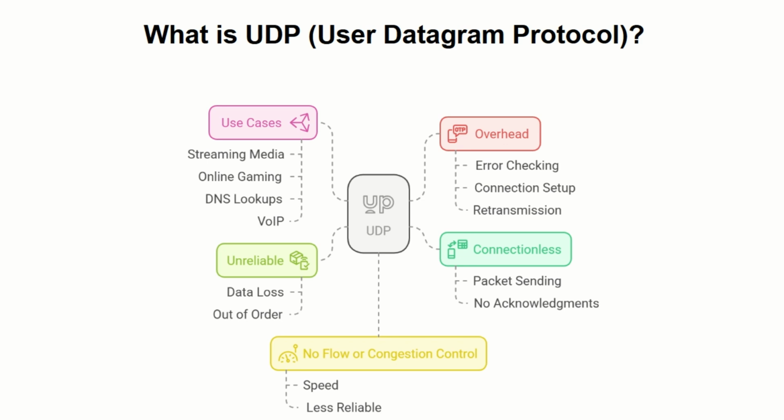UDP does not establish a connection before sending data. It simply sends datagrams, like packets, to the recipient without waiting for acknowledgement. There is no guarantee that the data will arrive, or that it will arrive in order. If a packet is lost, it is not retransmitted, and it doesn't handle flow control or congestion, making it faster but less reliable. The use cases are streaming media, online gaming, voice over IP, and DNS lookups.